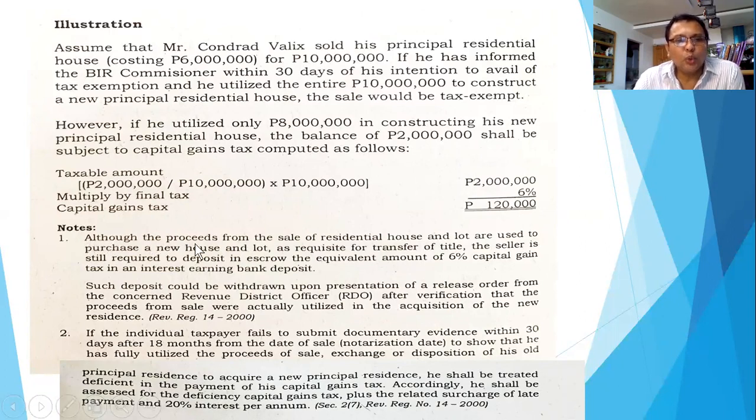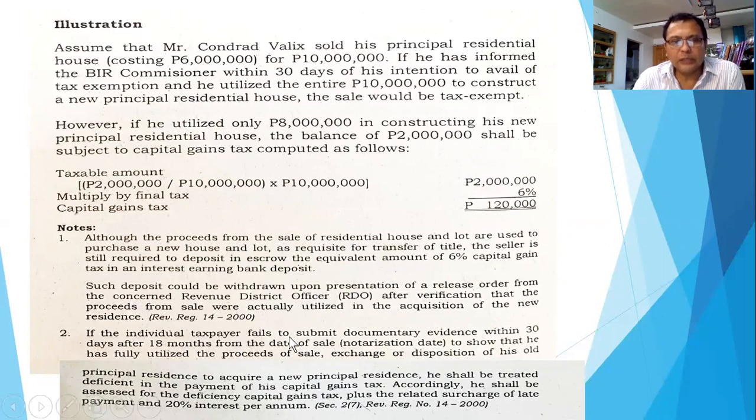So notes, although the proceeds from the sale of residential house and lot are used to purchase a new house and lot as requisite for transfer of title, the seller is still required to deposit in escrow the equivalent amount of 6% capital gain tax in an interest-earning bank deposit. So such deposit could be withdrawn upon presentation of a release order from the concerned RDO after verification that the proceeds from sale were actually utilized in the acquisition of a new residence.